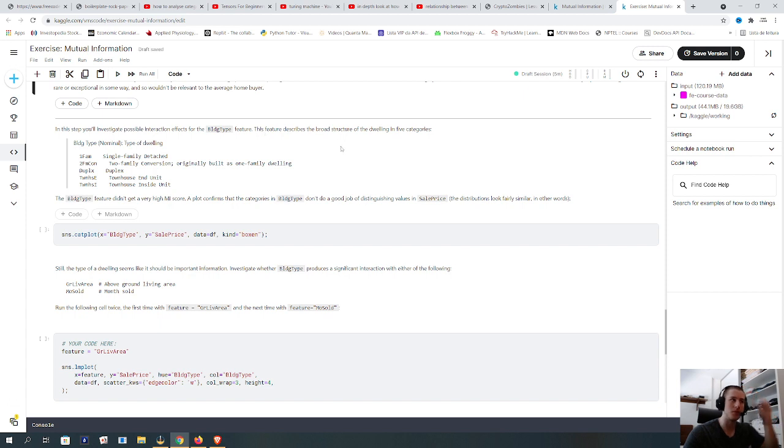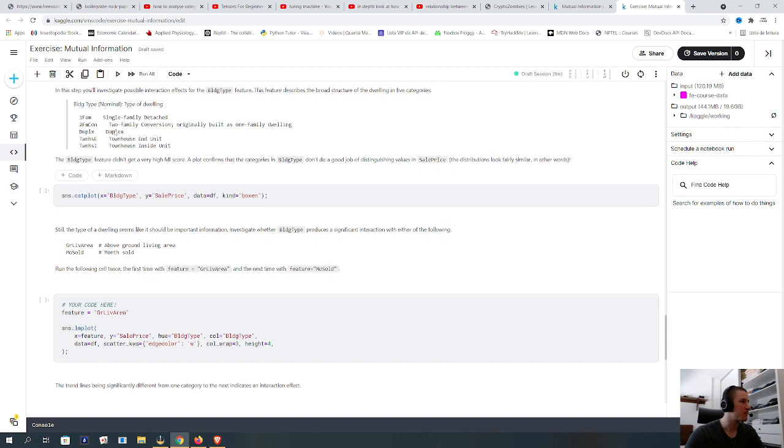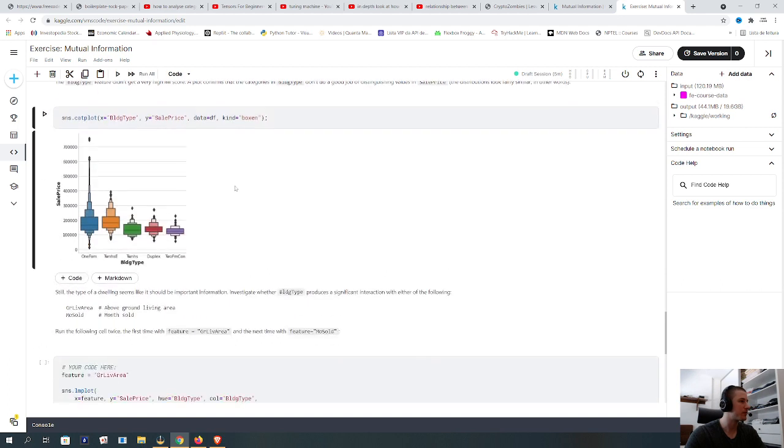This feature describes the broad structure of the dwelling in five categories: single family detached, two family duplex. The BldgType feature didn't get a very high MI score. A plot confirms that the categories in BldgType don't do a good job of distinguishing values in sale price. The distributions look fairly similar, in other words. So here's a graph of the category of sale price.